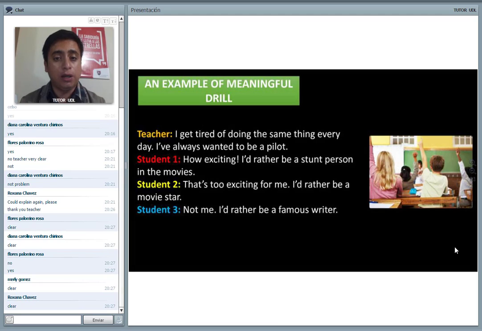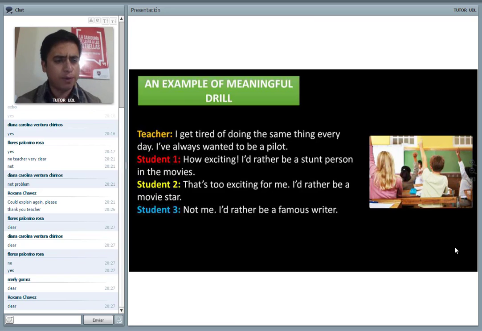Let me show you here an example of a meaningful drill. Okay? So here it says, the teacher is going to say, I get tired of doing the same thing every day. I've always wanted to be a pilot. So student one will say, how exciting. I'd rather be a stunt person in the movies.